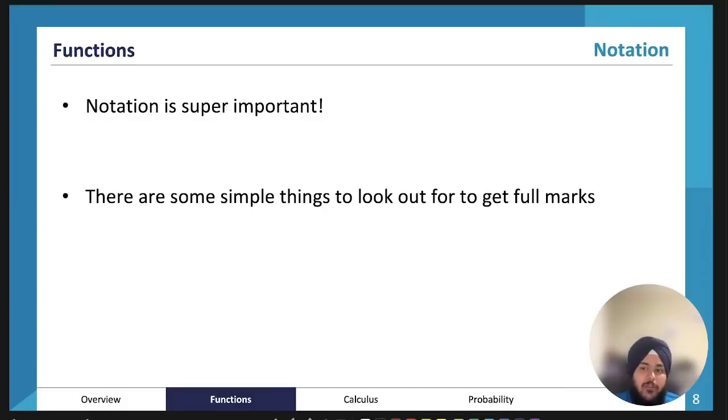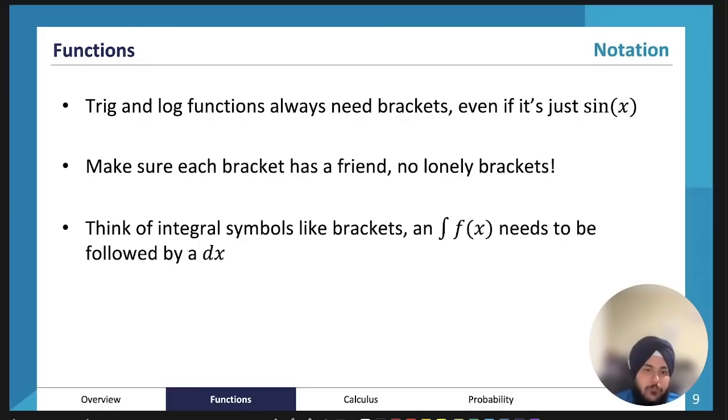So we'll be going over how we use notation for different functions and looking at how to get full marks for just these simple things that are not really maths, but just in terms of how to actually show your working out, and using the correct notation to show that working out to your examiners.